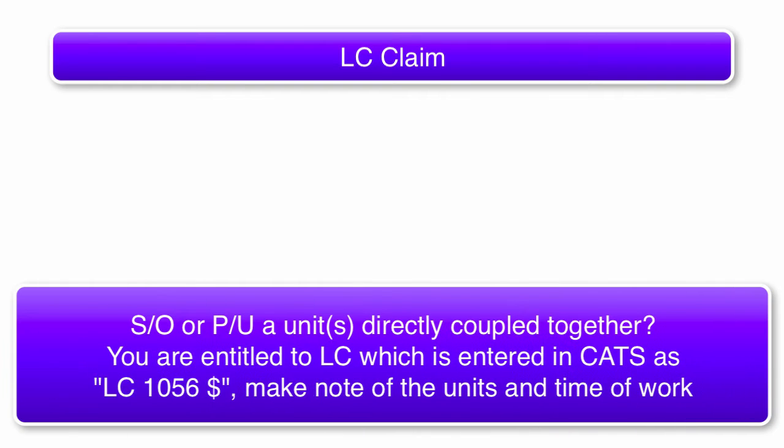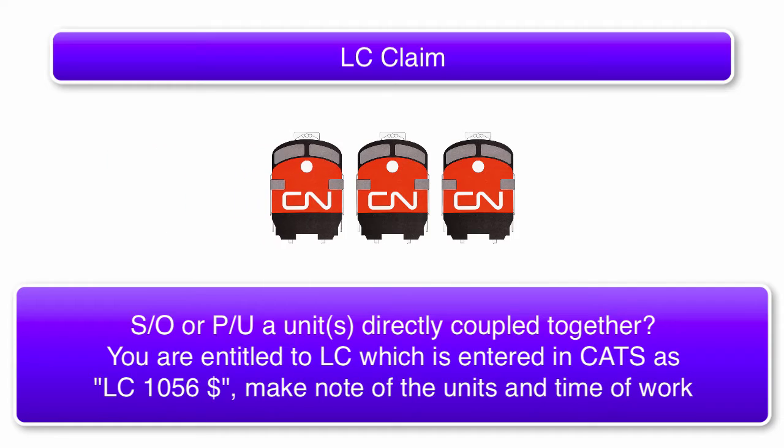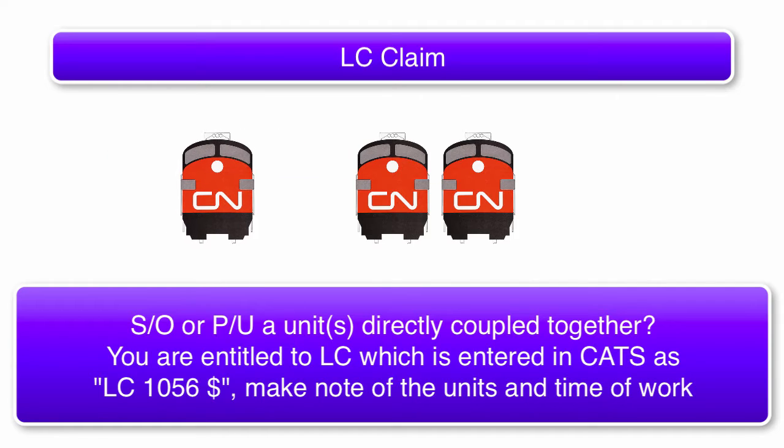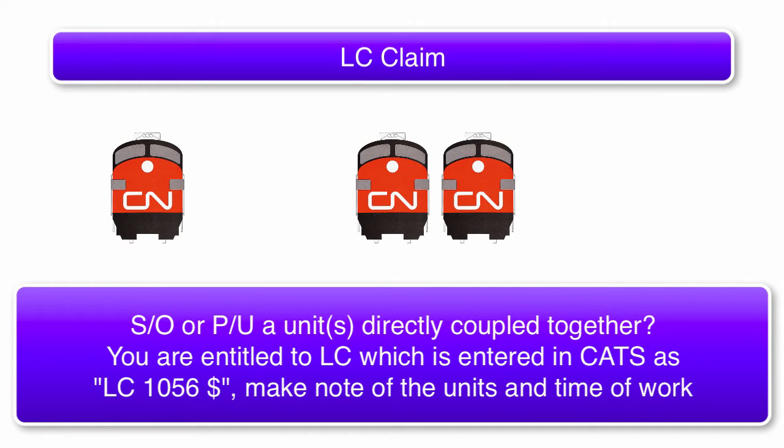Let's give you some examples in the LC claim code. You have 3 units in your consist and you're asked to set out the 3rd unit. Well, as soon as you uncouple from that unit, you're entitled to an LC claim. What is that? The LC claim is LC 1056 and the $. You're going to put that in your CAT screen. You want to take note of all the units in your consist as well as the unit you uncoupled from.